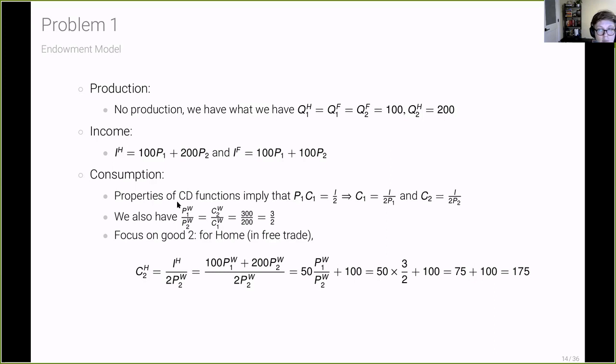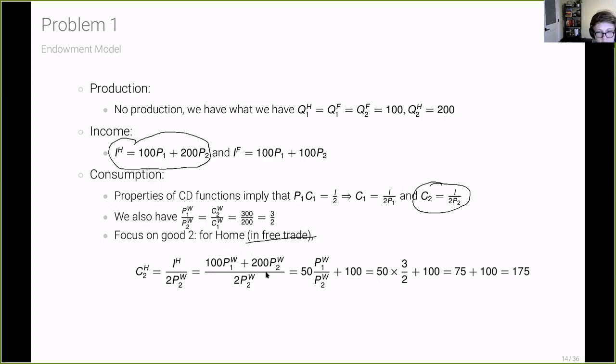All I'm going to do is take this expression that I used before to solve for world consumption, and use it to solve for home's consumption, where I just need to plug in home's income instead of world's income. Remember that I'm thinking about home being opened up to world trade, so the price that I'm going to plug in is the world price. Home's income, which I stated from above, is equal to 100p1 plus 200p2.